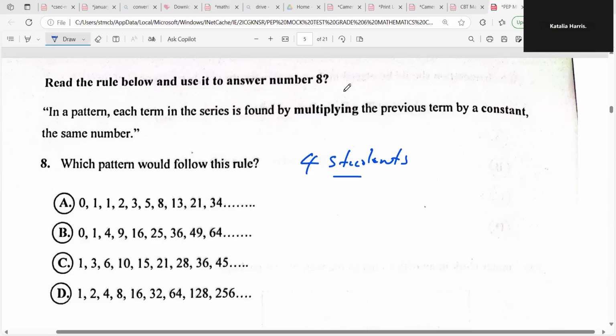Sir, my answer is D. How we get it is because you keep multiplying the number by 2. So 2 times 2 is 4, 4 times 2 is 8, 8 times 2 is 16, 16 times 2 is 32, 32 times 2 is 64, 64 times 2 is 128, 128 times 2 is 256.